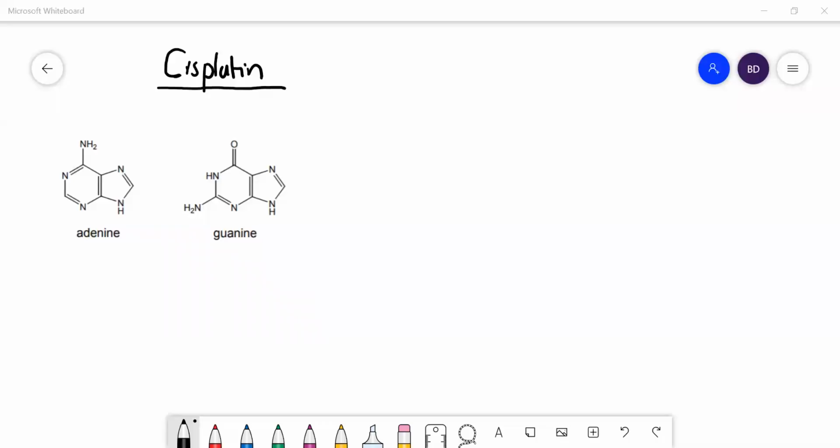Okay, so we are going to talk about this drug cisplatin. I've got two of the DNA bases, adenine and guanine, there, which we'll see why in a minute. But cisplatin is a complex ion. You've got a central platinum ion, and it's got two ligands: two chloride ions and two ammonias.